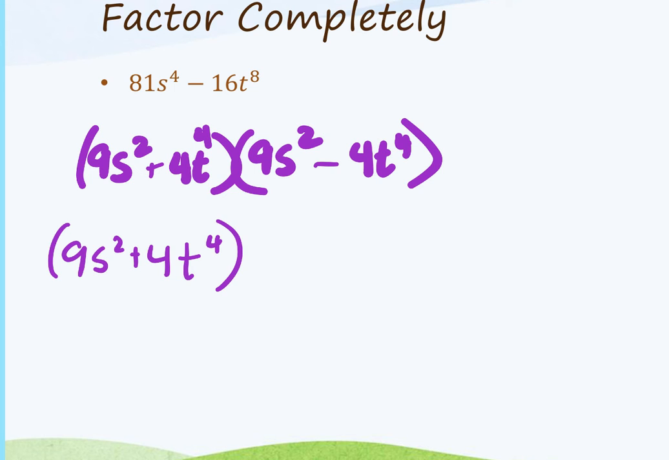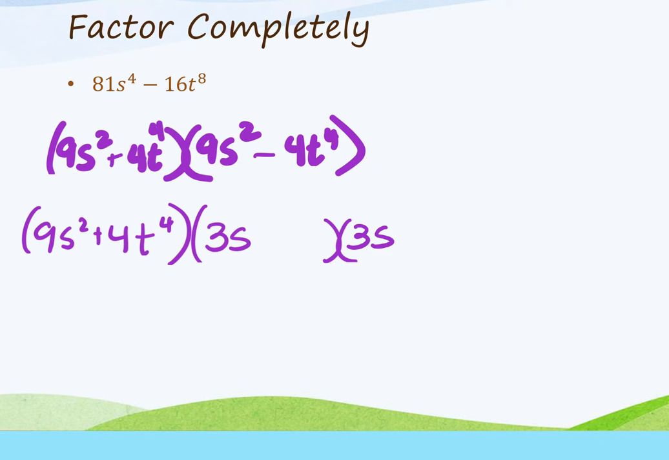Again, square root that 9s squared and I get 3s. That's going to happen twice. Square root the 4t to the fourth, and that's 2t squared, and that's going to happen twice. One gets a plus and one gets a minus. And that's as far as it goes. You have to go until you can't go any further, though. So if you left the first one, you're going to lose some credit on those questions. Don't do that.